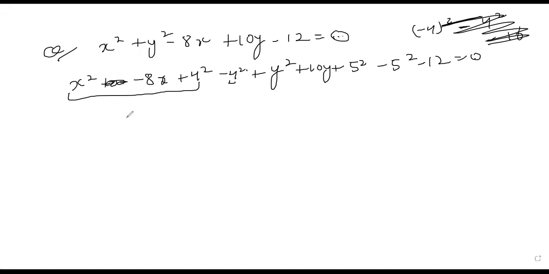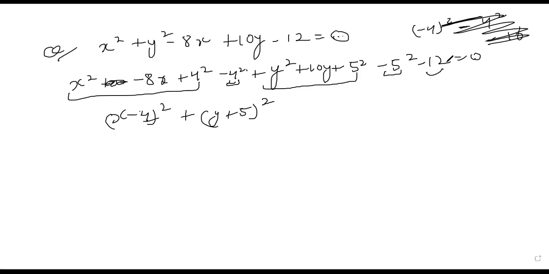x minus 4 whole square plus what will be this? y plus 5 whole square. Now we are left with minus 4 square, minus 5 square, and minus 12.